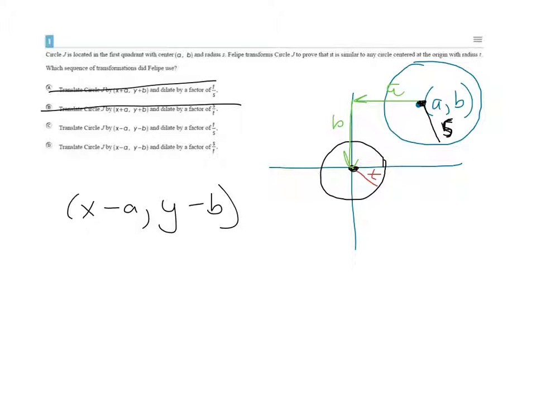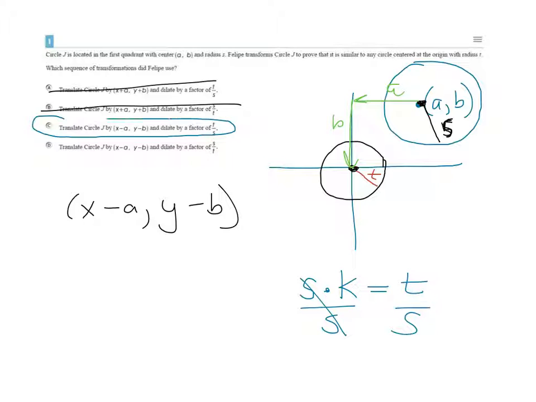Now the scale factor: we want to take this one that has radius s, and get radius t by multiplying it by some number. In class we called the scale factor k. So I want to take s, multiply it by some scale factor k, and get radius t. To find k, I can simply divide both sides by s, so the scale factor would be t over s. So in this case, C would be my proper answer.